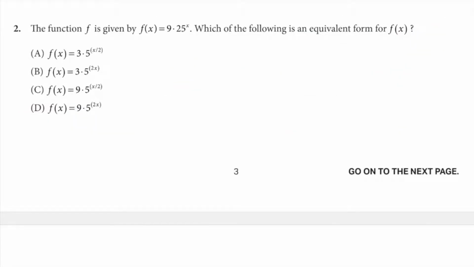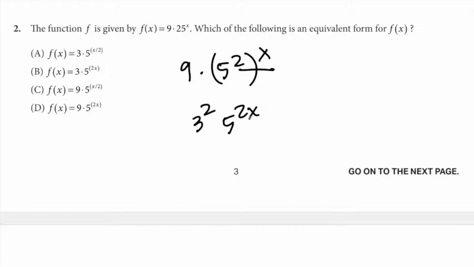Okay, the next one is saying f of x is 9 times 25 to the x. Which of these is equivalent to f of x? Oh, okay, so I can say that 25 is 5 to the 2, taken to the x power, and the question is, okay, what are we doing with these exponents? When we're taking a power of a power, we're multiplying the exponents together. I haven't done anything to the 9. If I wanted to deal with the fact that that was a square, I could say that that was 3 squared times 5 to the 2x.